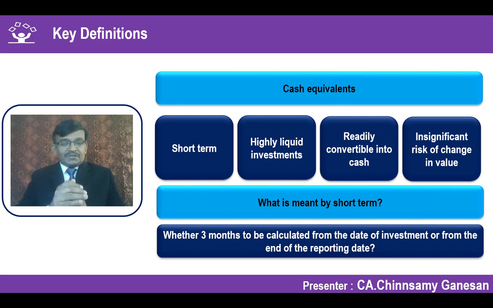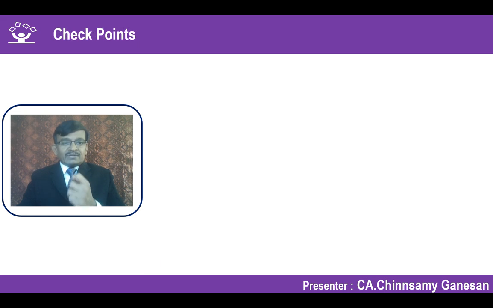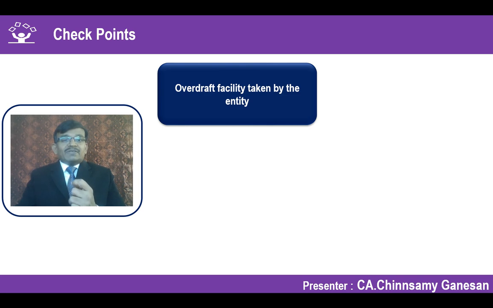Having seen the definition of cash equivalent and other key definitions, let us move on to some questions to understand the concept well. Whether the following are considered as cash equivalent, let us look into this. An overdraft facility taken by the entity. So overdraft facility, you may know that a limit has been set up to which the company can draw the money, and of course the overdraft facility is normally given for a particular period.